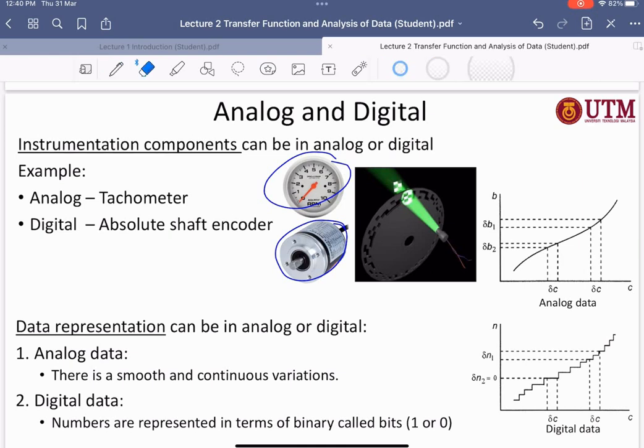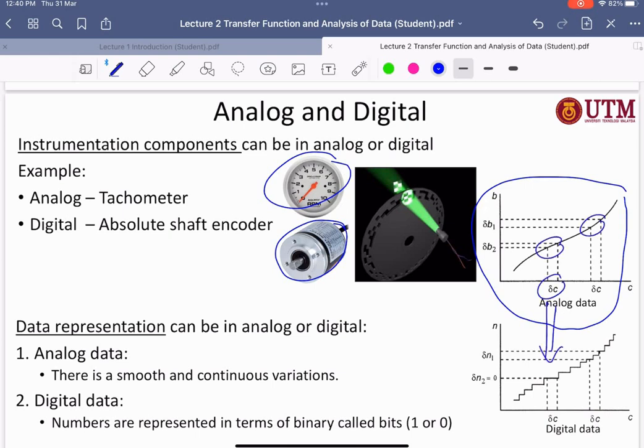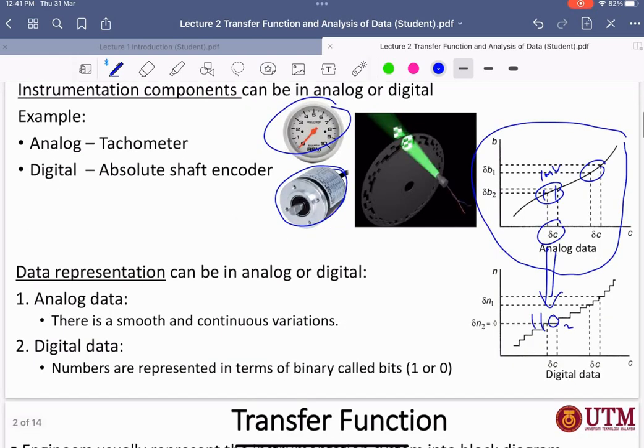Okay. So of course, when you have a transducer or sensor, the output will be analog first, and then you sample the output. How you sample it is to make it digital. For example, if you set 1 millivolt, it will refer to 110, for example. And for data representation, we also have analog and digital. Digital is in terms of 10111, while analog may be 0.1 millivolt, 0.2 millivolt, and so on. So this is the basic one.